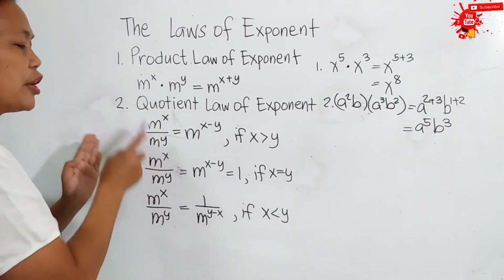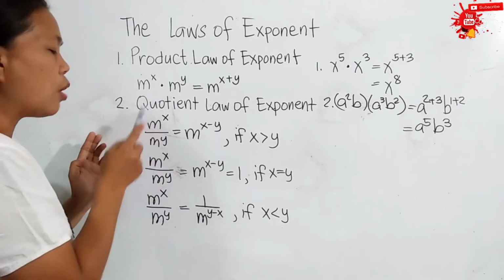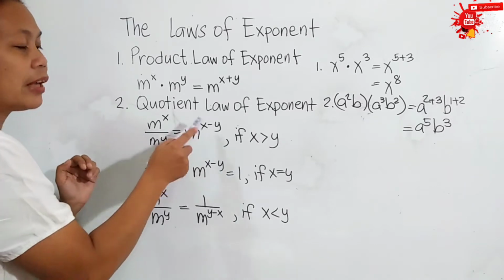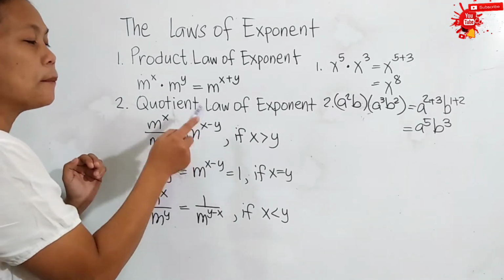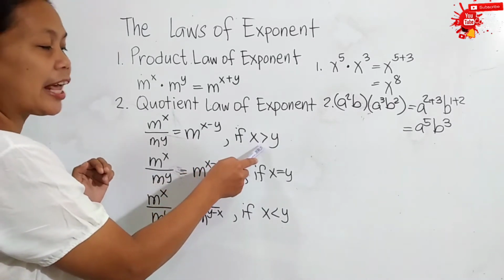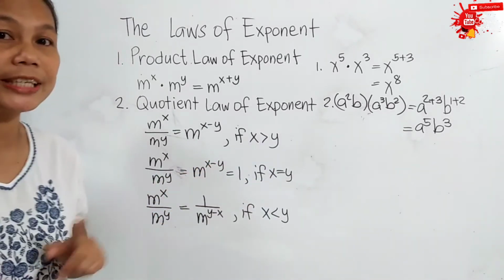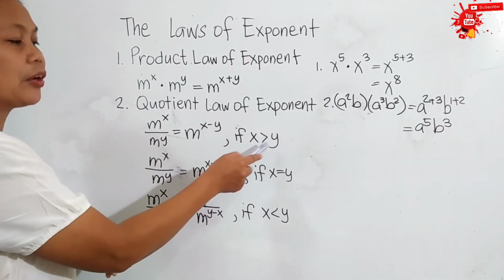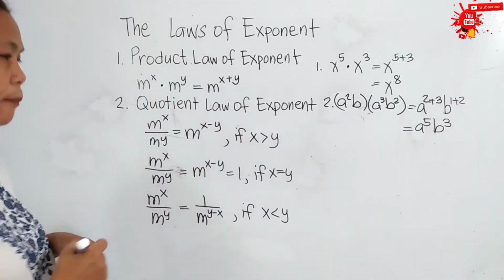Okay, again, we have here m raised to x over m raised to y, which is equal to m raised to x minus y, if x is greater than y. So that's the first case. So we will follow this if x is greater than y. So let us have an example.